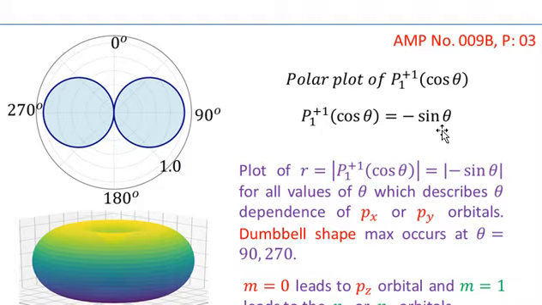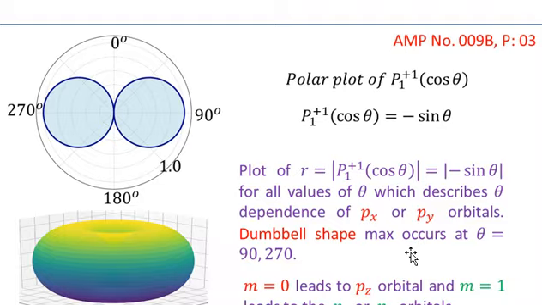And you know that sine of theta gets maximum value when theta is equal to pi by 2, that is 90 degree or 270 degree. Since we always plot the magnitude of this polynomial, the plot of R is equal to the mod of P1 plus 1 of cos of theta, which is the mod of minus sine of theta for all values of theta, describes the theta dependence of the Px and Py orbitals. The dumbbell shape maximum occurs at theta is equal to 90 degree or 270 degree.